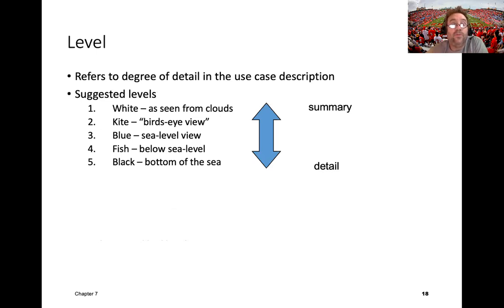Now, level refers to the degree of detail in the use case description. We can either go from a very high level, very summary level, white, down to a very detailed level, black. Just remember the levels: white, kite, blue, fish, and black.